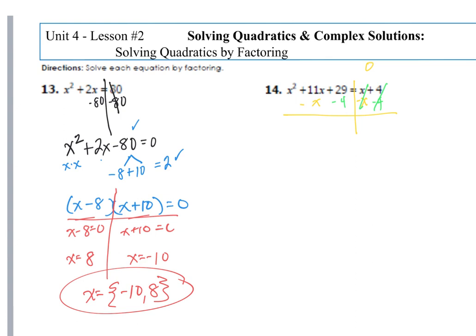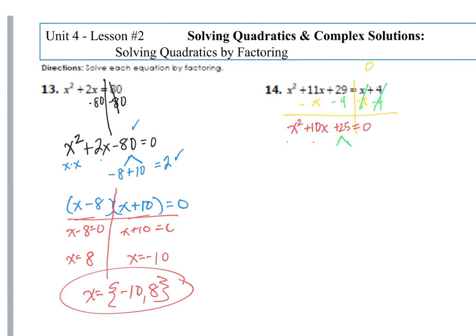So what do we get? We get x squared, and then we have 11x minus 1x is 10x. And then 29 minus 4 is a positive 25. This all equals 0. So our next step is to factor it. Again, I'm looking at how many terms I have to help me decide how to factor it. I have 1, 2, 3. We're going to use our factor tree.